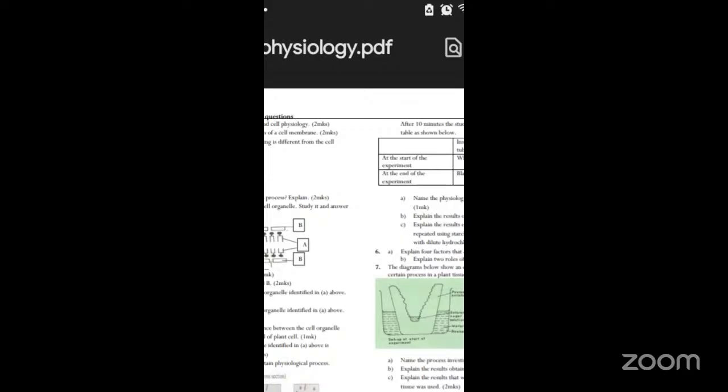So the answer here, just like we've been told, is that the color of iodine will not change because starch will be broken down by hydrochloric acid into simpler sugars. So there will be no color change of iodine because starch will be broken down into simpler sugars by HCl. So that is very correct, and I'm happy with the way you have contributed to today's lesson.